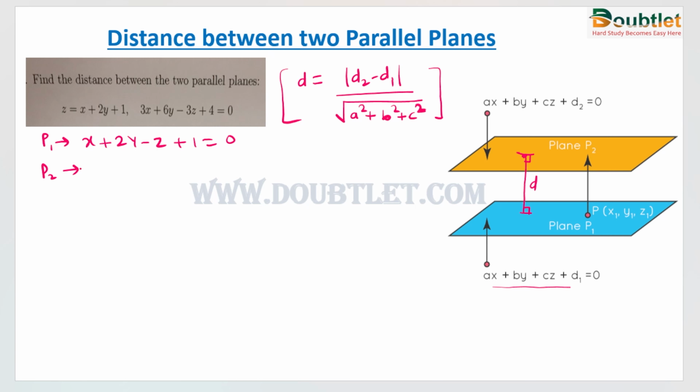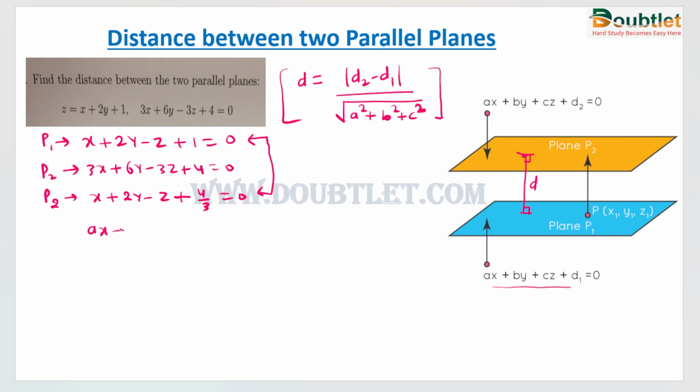To write the plane P2, we again follow the same procedure: 3x + 6y - 3z + 4 = 0. Both the planes are parallel, but we have to make sure the coefficients of x, y, z are the same. Here it is 1, and here it is 3, so we take 3 common from the plane P2. We rewrite the equation of plane P2 as x + 2y - z + 4/3 = 0.